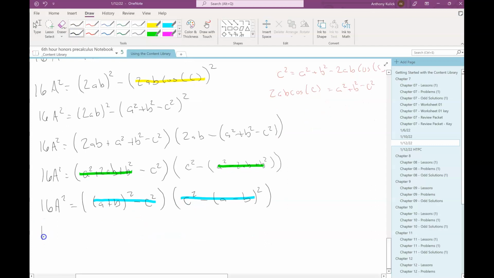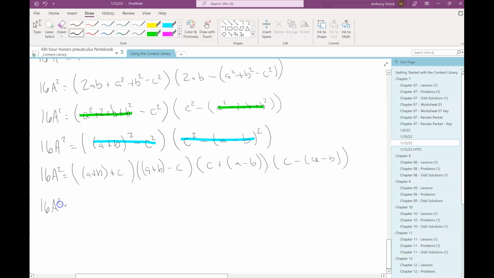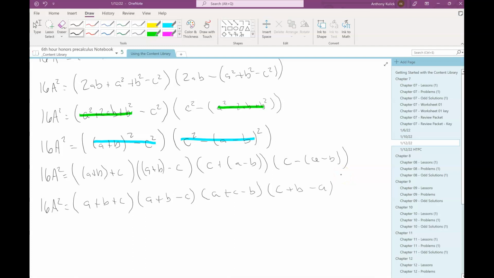So, okay, well, let's factor them again. So that's going to be a plus b plus c, and then a plus b minus c, and then c plus a minus b times c minus a minus b. So I'm going to now just kind of drop the inner sets of parentheses here and do a little bit of light rearranging.